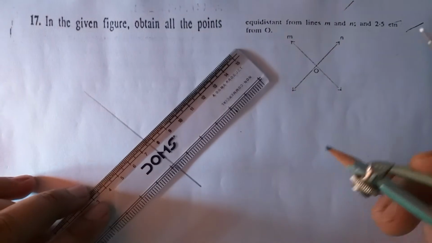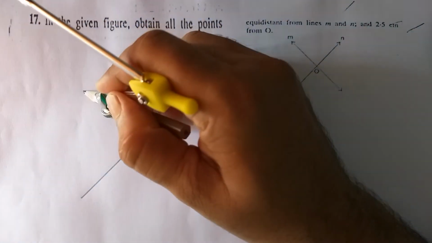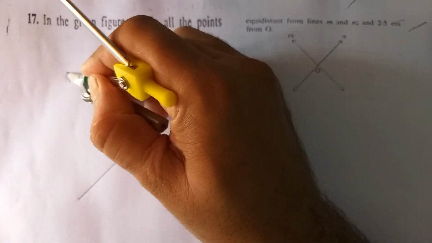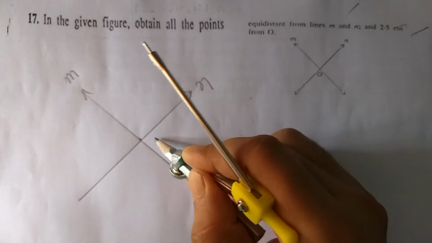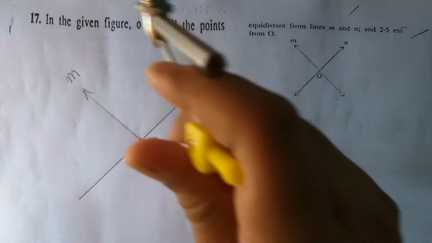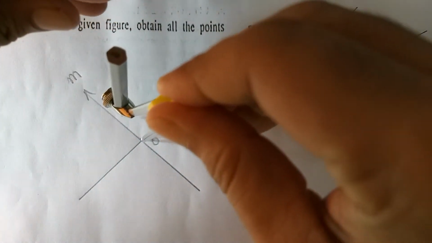There is no angle between them given, so you write like this. So this is line N and this is line M. This point is O. In the given figure, obtain all the points equidistant from the lines M and N and 2.5 centimeter from O. So equidistant from M and N, that means you have to bisect these two lines, and you know how to bisect it.